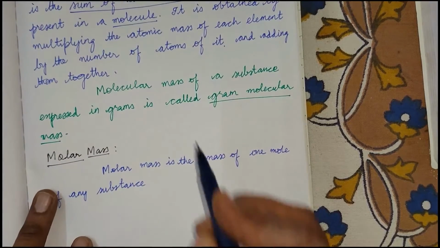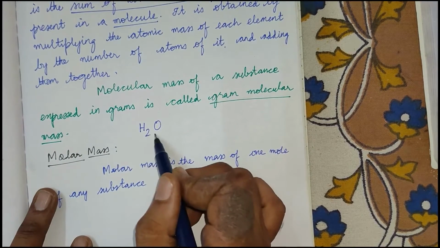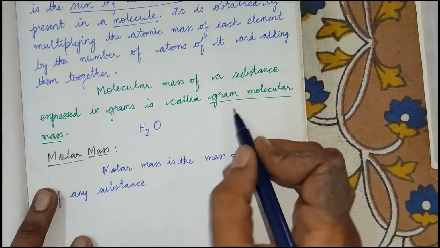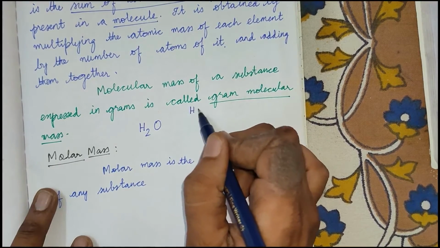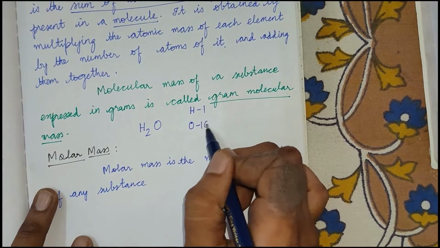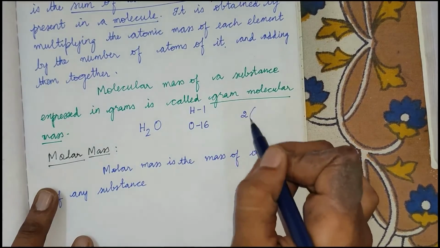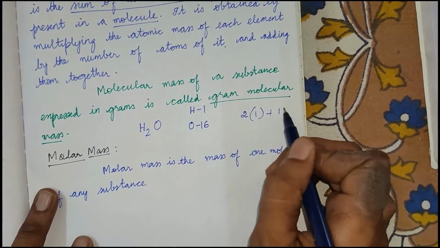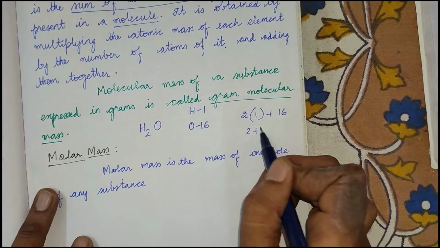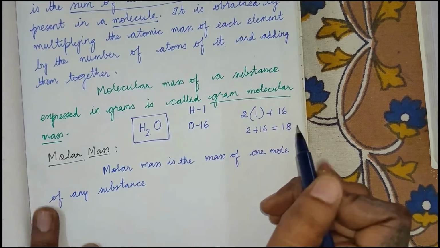Let us take another example for that. We will take an example of H2O. Here we have 2 atoms, hydrogen and oxygen. For hydrogen, atomic mass is 1. For oxygen, it is going to be 16. So here you have 2 hydrogen. So 2 × 1 plus oxygen, it is going to be 16. So which is 2 plus 16, so 18. So this is the molecular mass of water. So that is the meaning here.